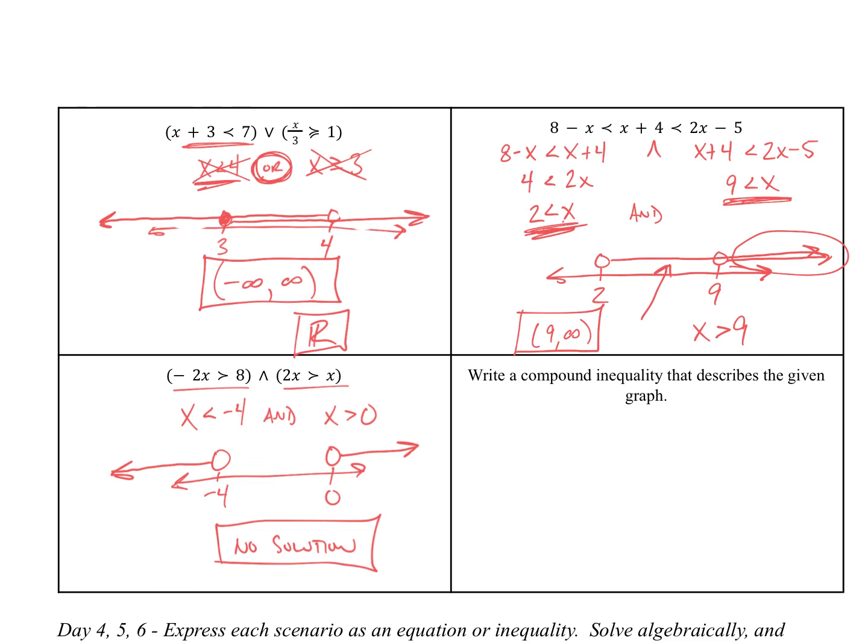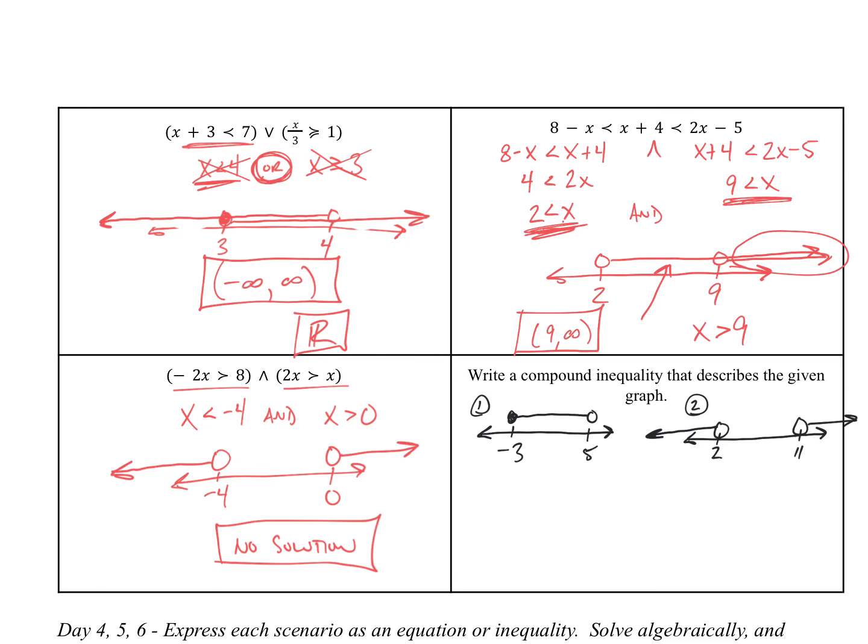All right, now for the fourth one, we're asked to write a compound inequality that describes the given graph. And I'm just going to go ahead and draw the graph that I want you to try to write an inequality for. All right, so I decided to draw two here for you. And I'd like you to go ahead and write what that says as an inequality, and then write it in set notation as well for each one. And now I'll go ahead and write my solutions out for these.